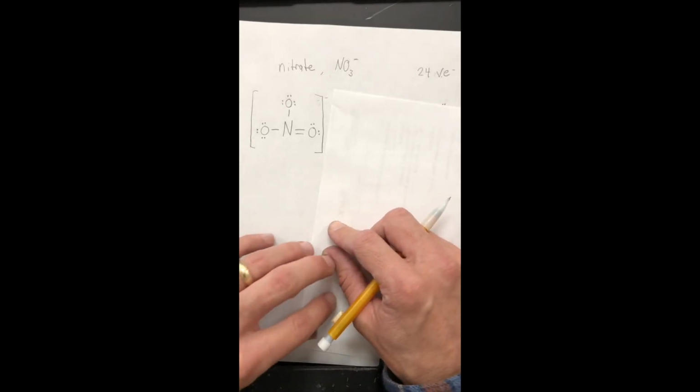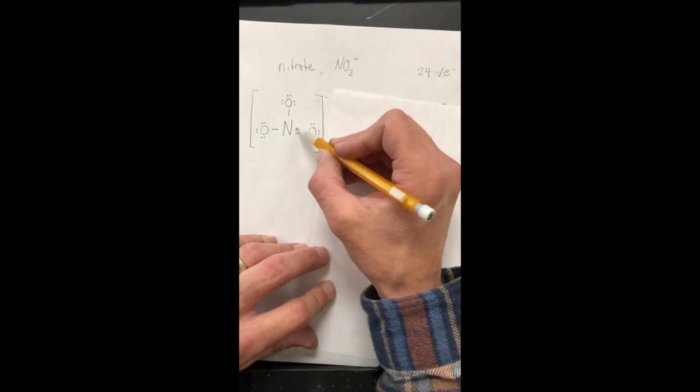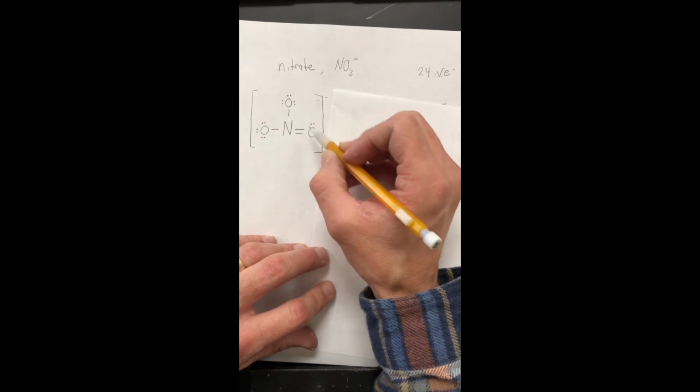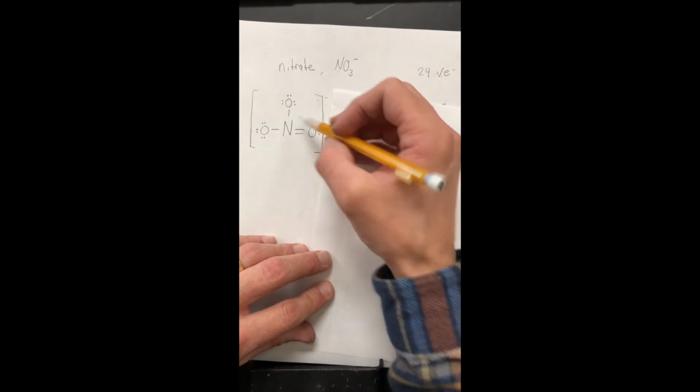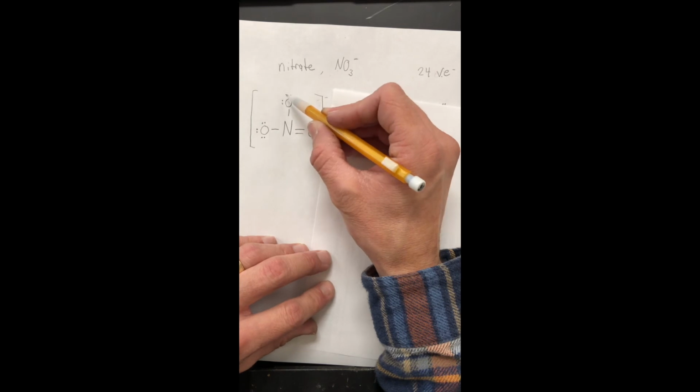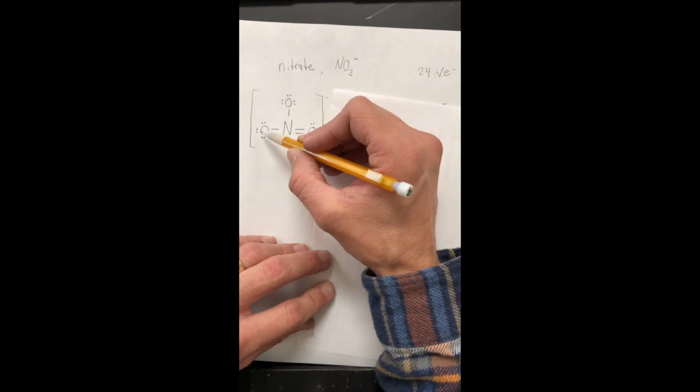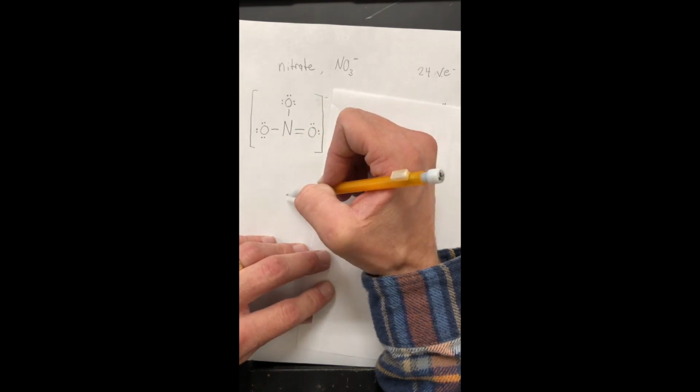Now, if I were to draw out the Lewis structure for nitrate, I could think of a couple of different ways to draw it. Here's my first Lewis structure. Nitrogen in the center, and then a double bond to the oxygen going right, a single bond to the oxygen going up, and a single bond to the oxygen going left.